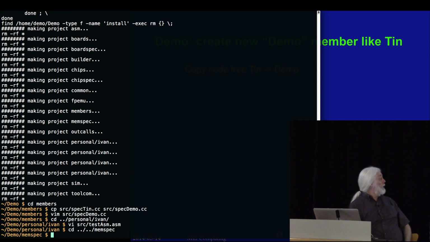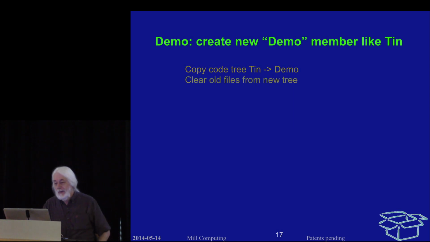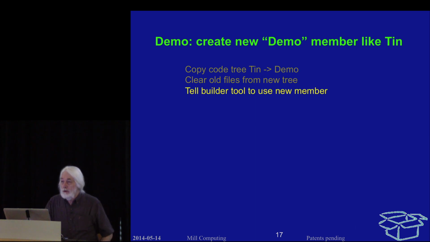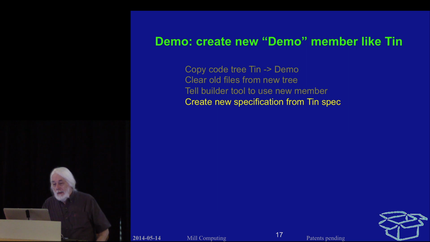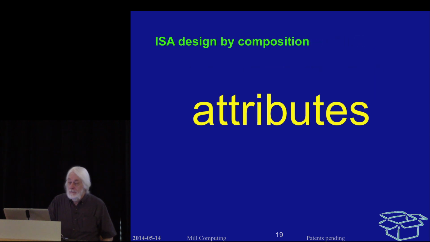I think at this point we're now going down to memspec. Yes. So we copied the code tree to make demo. We cleared the old files out of the tree. We told the builder tool to use the new member rather than the old member. We created a new specification by modifying the specification for tin. We populated the pipeline slot with floating point. And now we're ready to define a new operation.